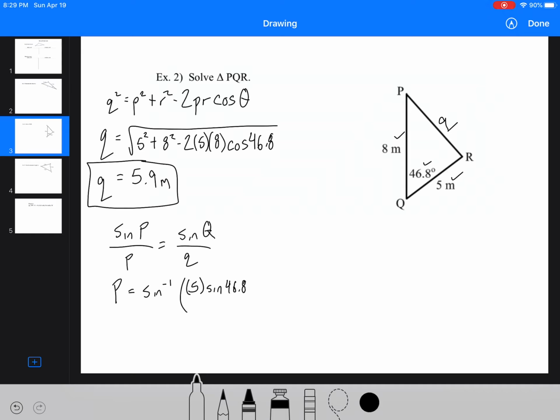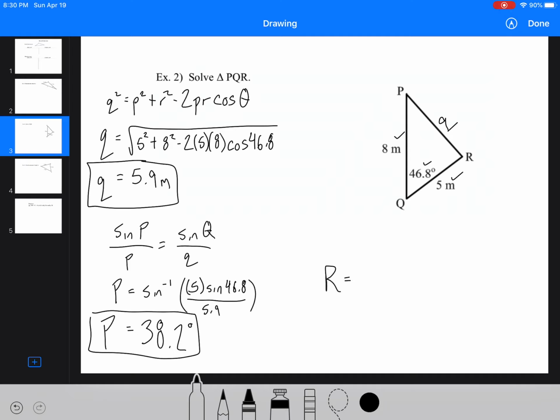46.8. I'll write that out a little neater here. So we've got 5 times sine of 46.8 all divided by Q, which was our 5.9. So 46.8 and then times 5 divided by 5.9 and second, so 38 degrees or 38.1, but we'll call it 38. Actually, in this example, we've rounded to one decimal, so let's go 38.12 or 2 because it's 38.5.